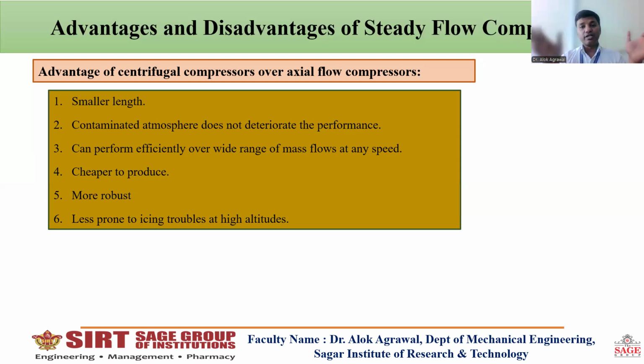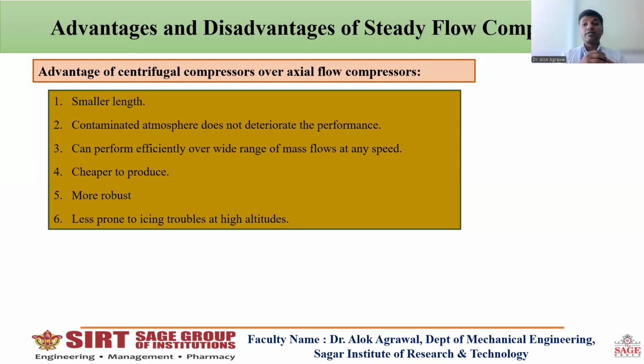A further advantage of the centrifugal compressor is that it can perform effectively over a wide range of mass flow at any speed, whereas in the axial flow compressor, there are restrictions on mass flow rate. Another very important advantage of the centrifugal compressor is that it is cheaper to produce. The amount of material required for its construction is comparatively less than for the axial flow compressor. Further, even at low cost, it provides high robustness, which means the robustness of the centrifugal compressor is more than the axial flow compressor.